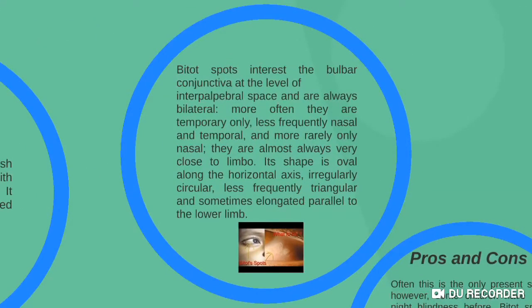Continuing the definition. Bitot spots involve the bulbar conjunctiva at the level of the interpalpebral space and are almost always bilateral. More often they are temporal only, less frequently nasal and temporal, and more rarely only nasal. They are almost always very close to the limbus. Their shape is oval along the horizontal axis, irregularly circular, less frequently triangular, and sometimes parallel to the lower limbus.